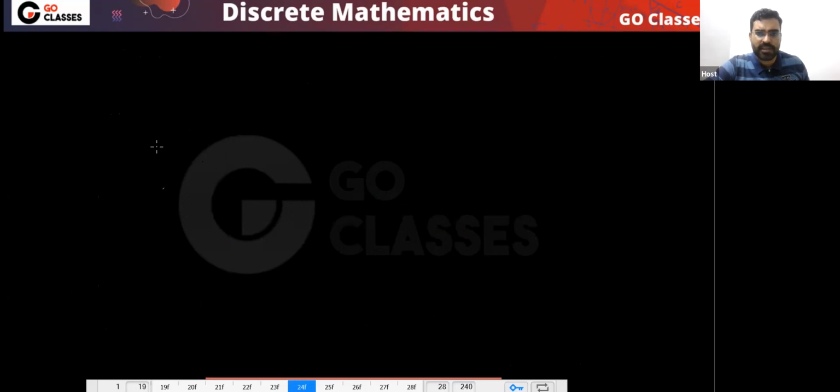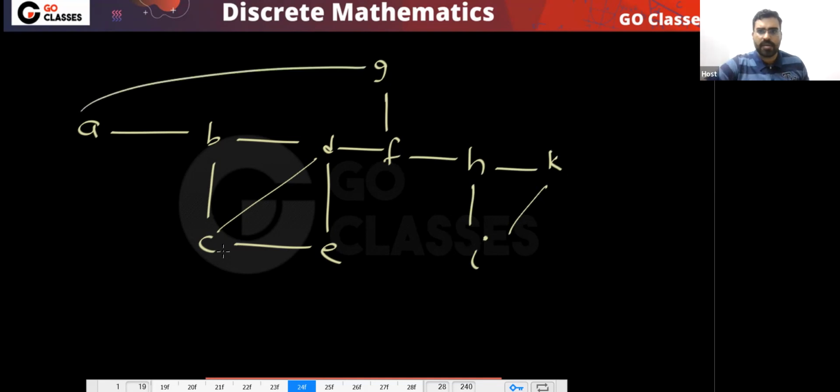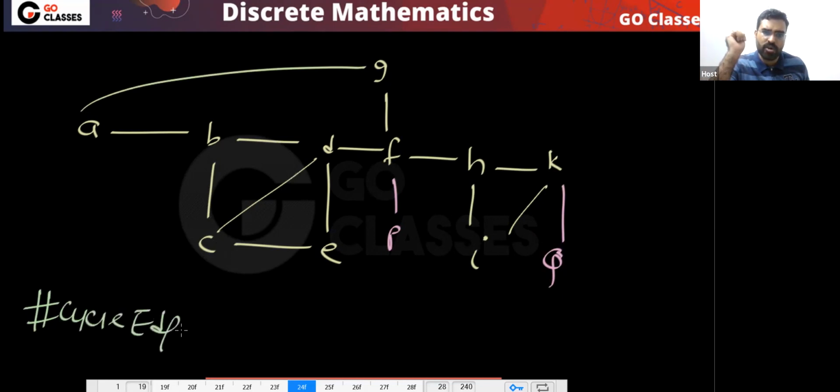For example, if I give you a graph with vertices A, B, C, D, E, F, G, H, I, K, P, Q, so this is a graph. In this graph, tell me the number of cycle edges and the number of non-cycle edges. How many edges are not part of any cycle?